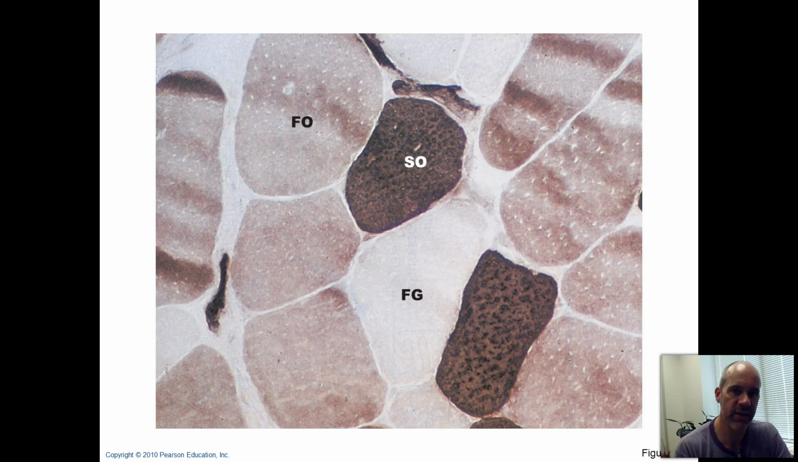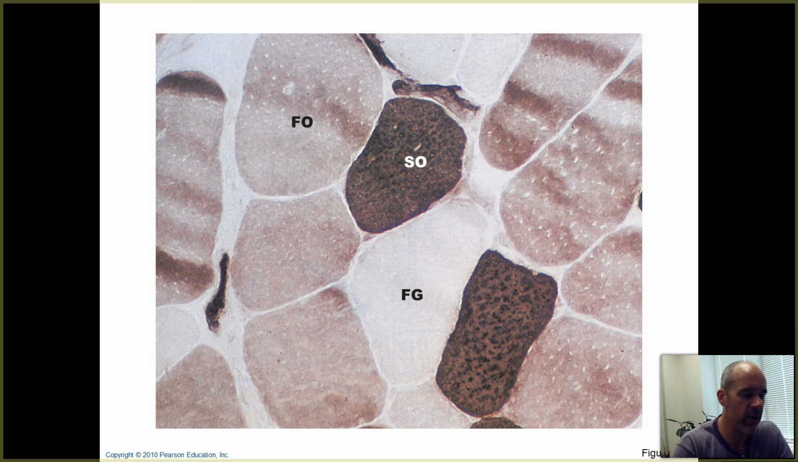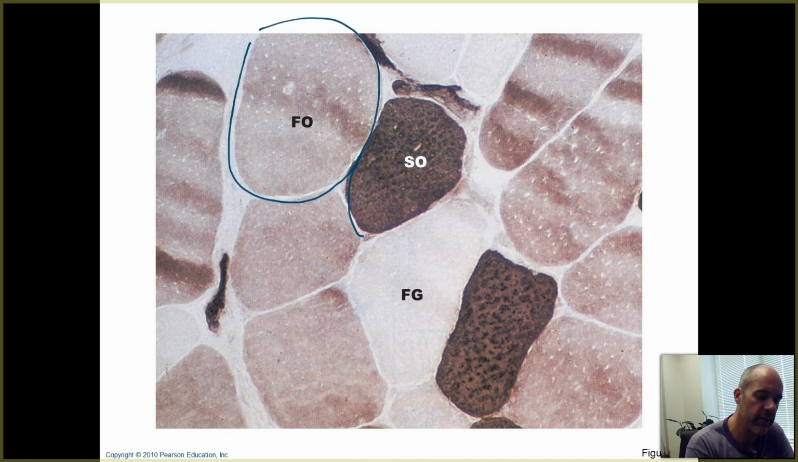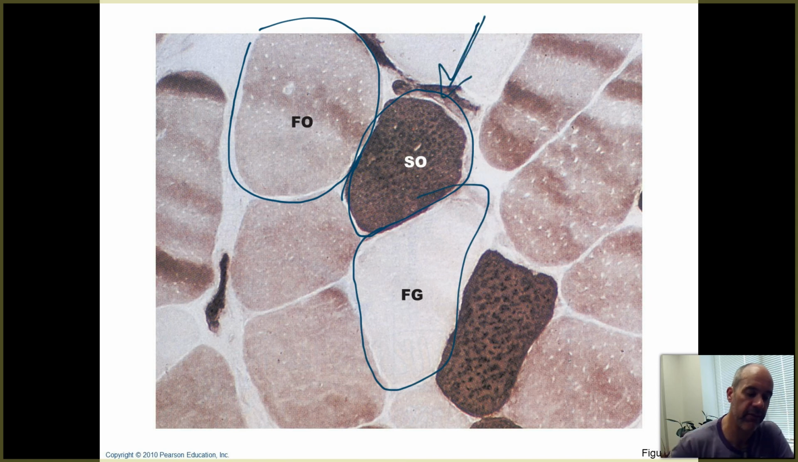This is a cross section, a slice through a skeletal muscle. So you've got a sliced through muscle fiber there, there's one there, and there's one here. All right, and notice your slow oxidative fiber there has the darkest color. That's the reddest of the fibers. And again, that's mainly because that muscle fiber has a lot of myoglobin in it. Myoglobin is a reddish colored protein that binds oxygen gas.